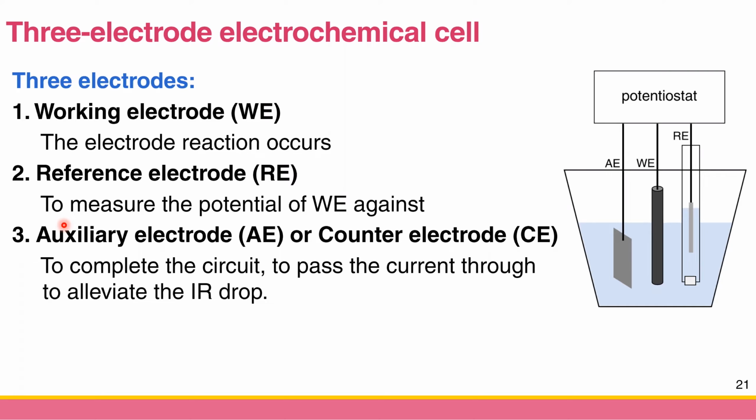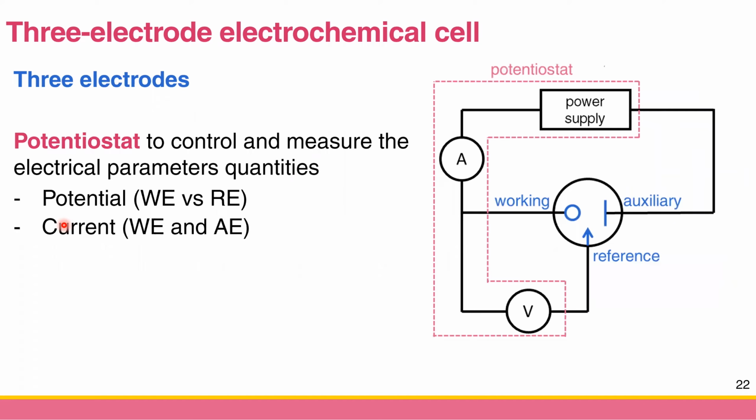And the instrument to do this is called a potentiostat. Now you don't need to remember the circuit. I just put this up for the explanation. But you have to know how it works. The potentiostat is the instrument to control and measure the electrical parameters, including, as we know, the potential and the current.